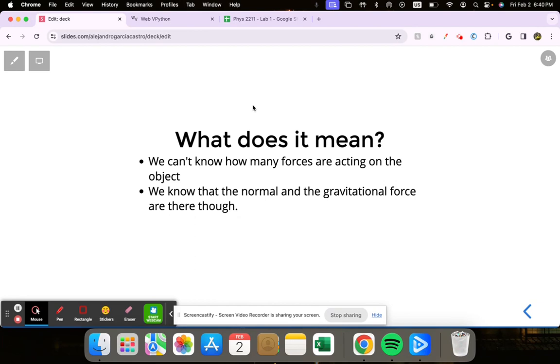It is impossible to know how many forces are acting on an object in a given time, but we do know that the normal and the gravitational force are always there, since when we are on a surface and near the Earth, we always have those forces acting on us.